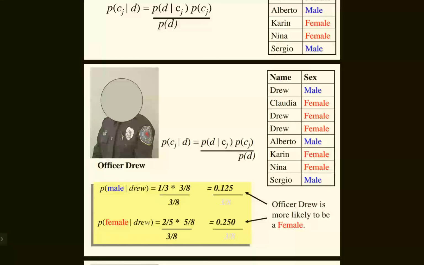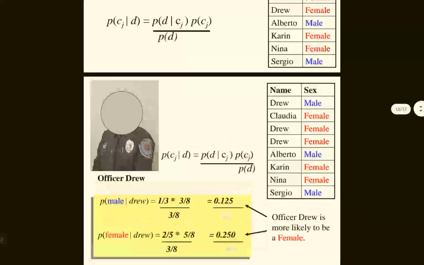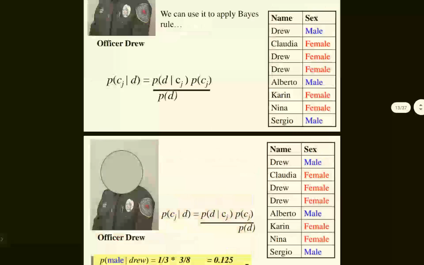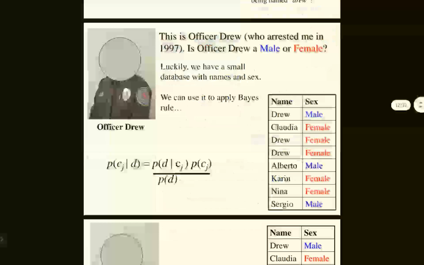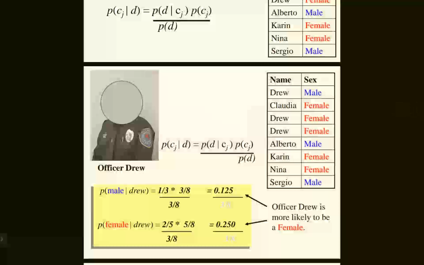Probability of Drew means we have to check here the value we are going to calculate. Just concentrate here. The probability of Drew means what is the probability of being named Drew? Okay, now we have to calculate the probability of Drew. How many times has Drew come in our whole database? So Drew will be 1, 2, 3, only 3 times, divided by the total number of records. So that's why it is 3 by 8. So we are calculating this value. After calculating it, the value will be 0.128 divided by 3 by 8.